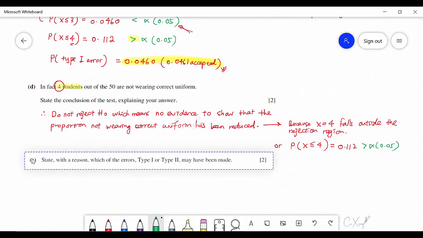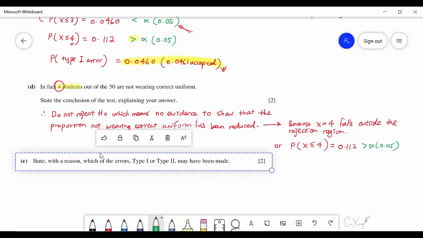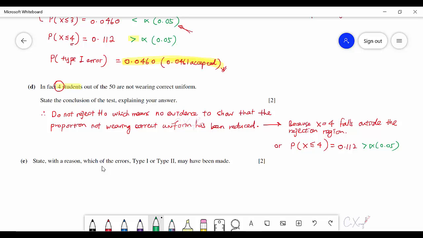Okay, so let's continue with the last part, part E. For this question, they are asking, state with a reason which of the errors, type 1 or type 2, may have been made. Usually for this kind of question, you have to look at your decision. So your decision is to not reject the null hypothesis. For type 1 error, the definition is reject the null hypothesis given that the null hypothesis is true. For type 2 error, it is do not reject the null hypothesis given that the null hypothesis is false. So we do not reject the null hypothesis. Therefore, the possible error that we might make here is type 2 error.